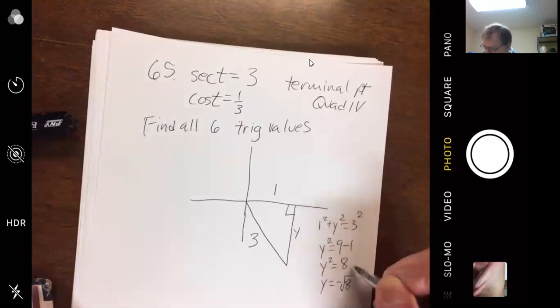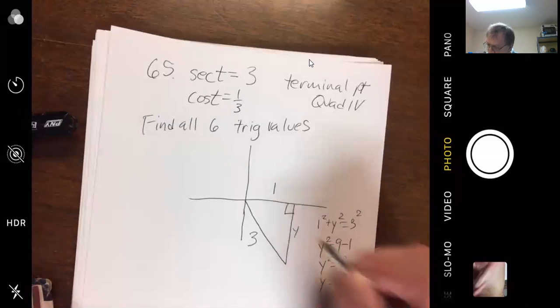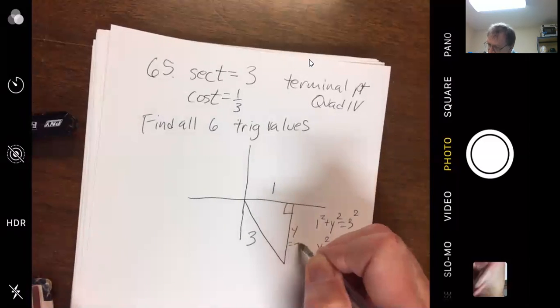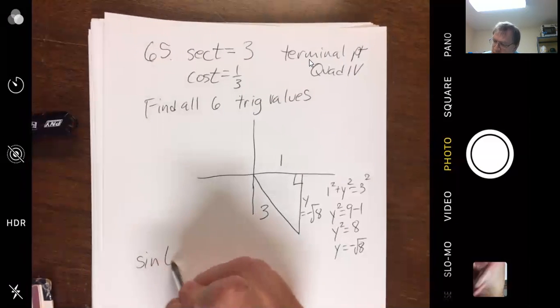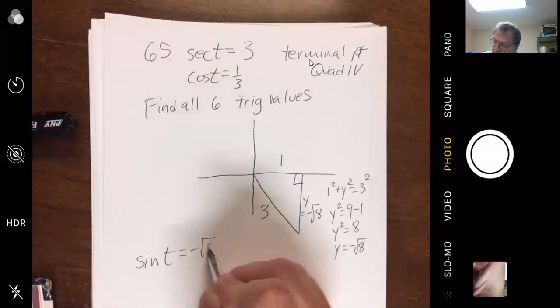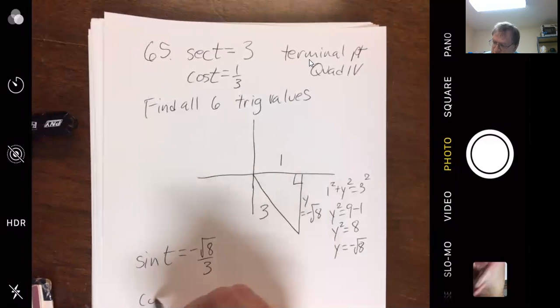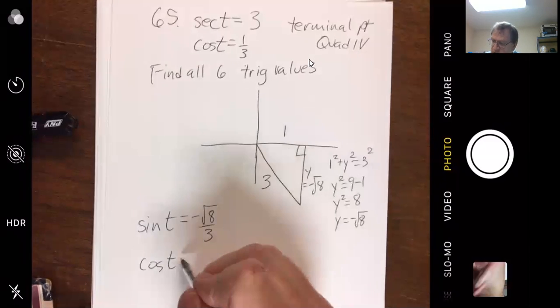You could go plus or minus square root of 8, but then in the fourth quadrant, y is equal to negative square root of 8. So your sine of t is negative square root of 8 over 3. Cosine of t, that's easy. That was given.